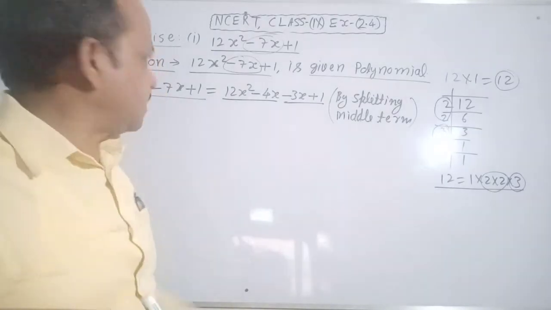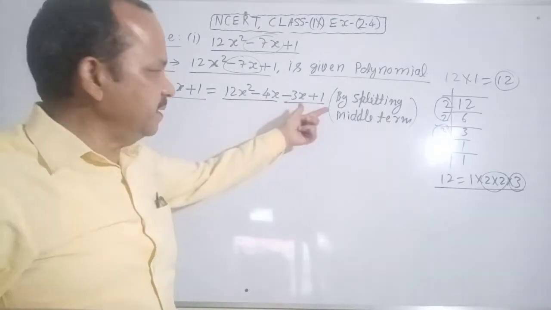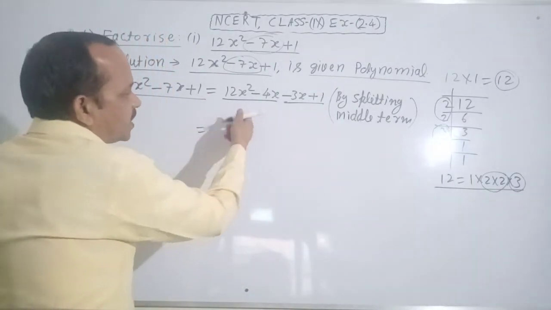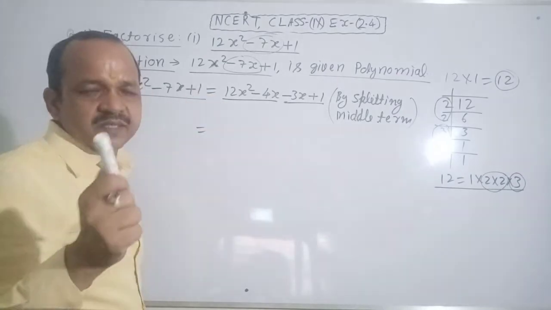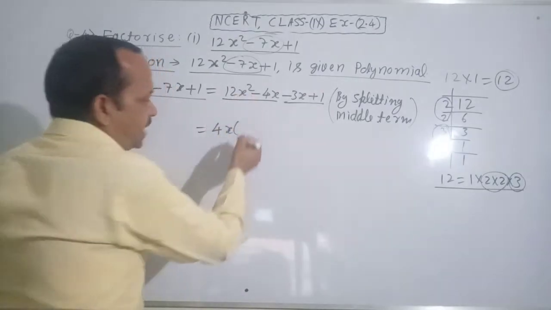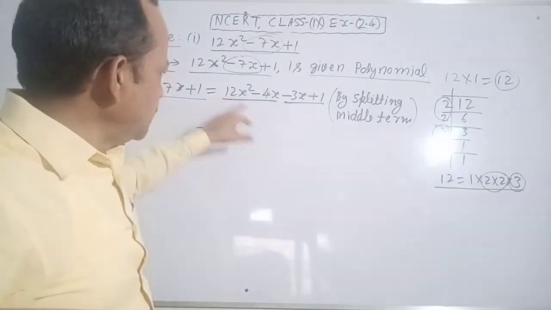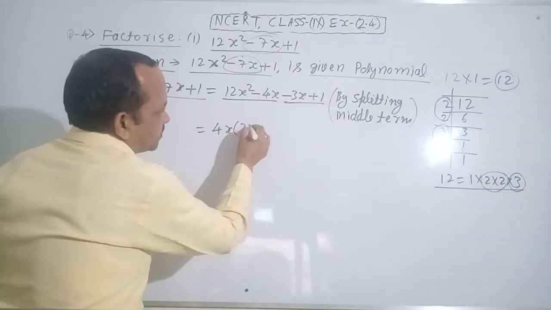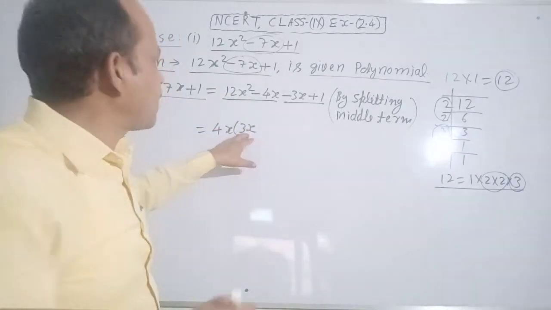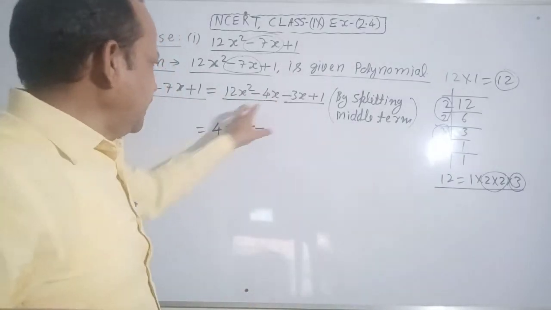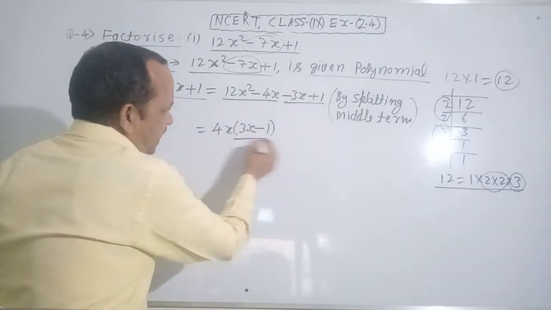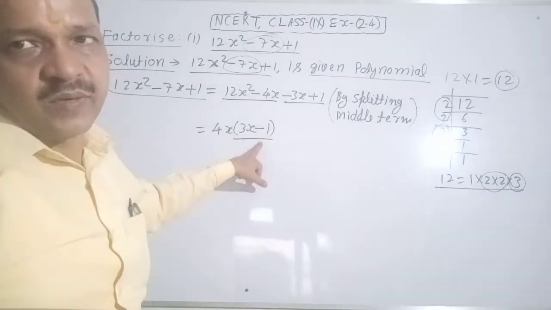Now you take common factors in the first pair and in the second pair. You can take 4x common. 4x here, 4 threes are 12, so you can write 3x. Minus 4x here and here 4x, so you can write 1. In the first bracket 3x minus 1.